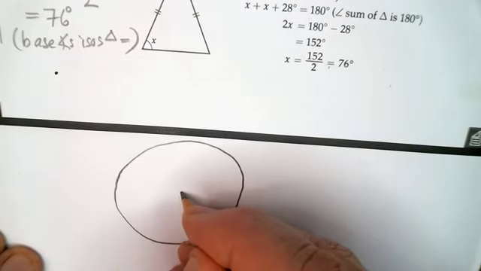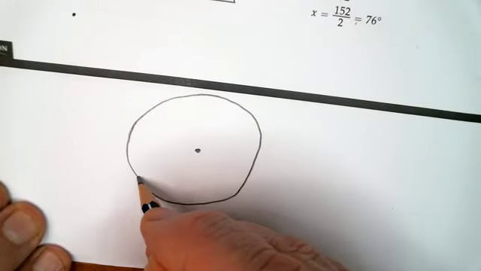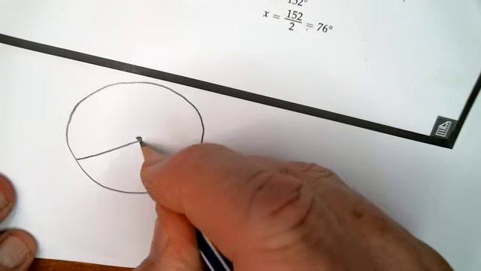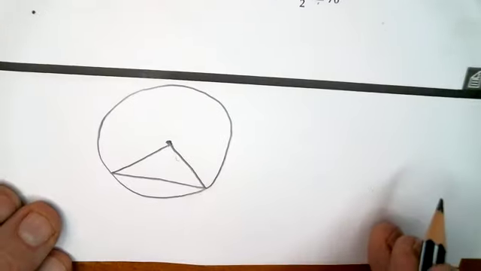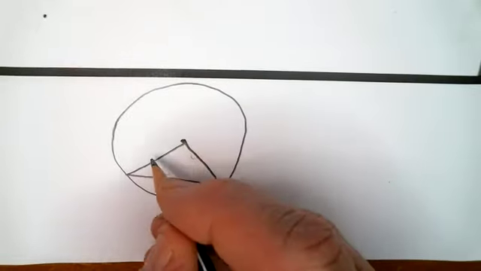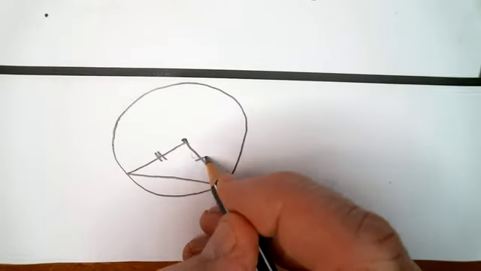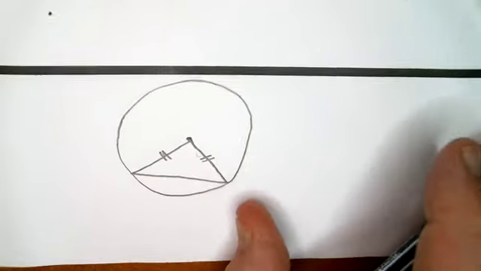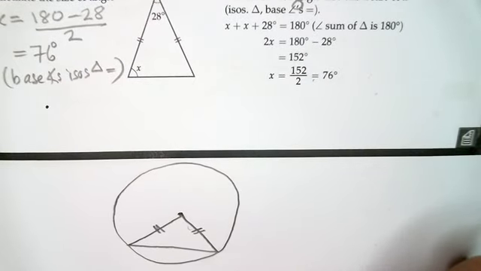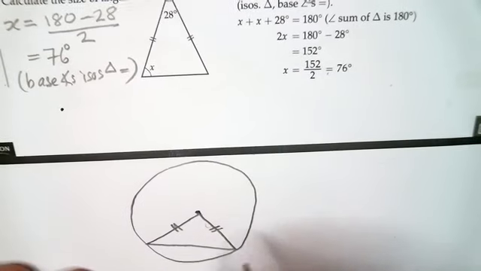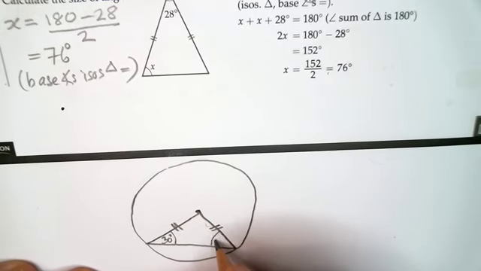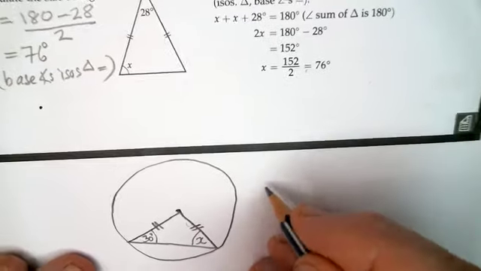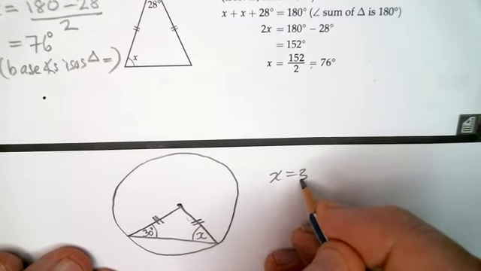All right, if this is the center of the circle, suddenly we've got a triangle here. I'll just draw a triangle of some sort. Here is my triangle. Now, because this is equal in length to this, because these are radii, let's say this angle is 30, and x is here, we could say that x is equal to 30 degrees.